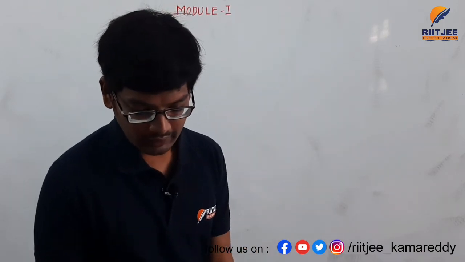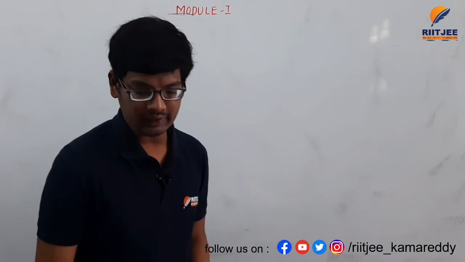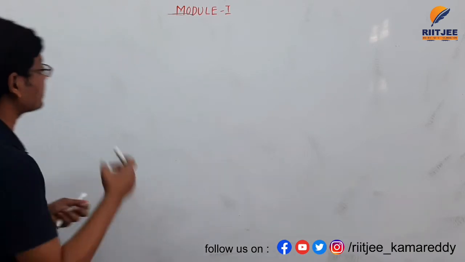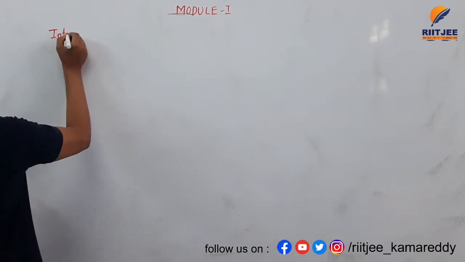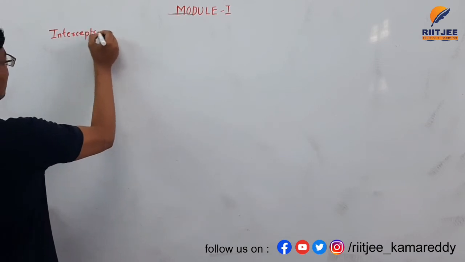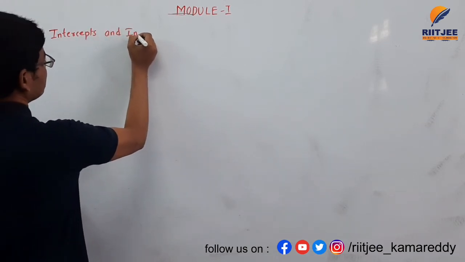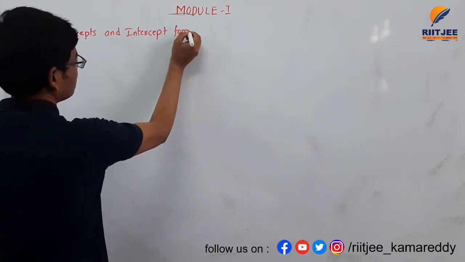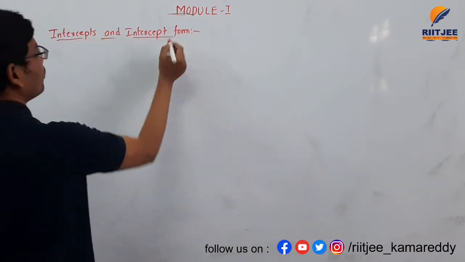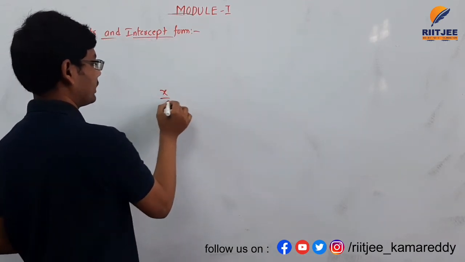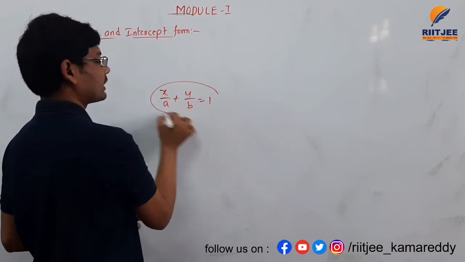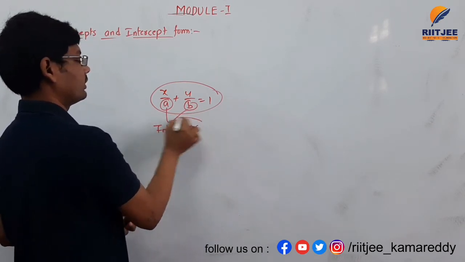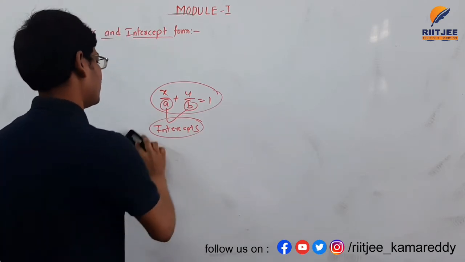And the next topic is intercepts and intercept form. What are intercepts here? x by a plus y by b is equal to 1 is the intercept form, where a comma b are intercepts. So this is the introduction about this topic here.